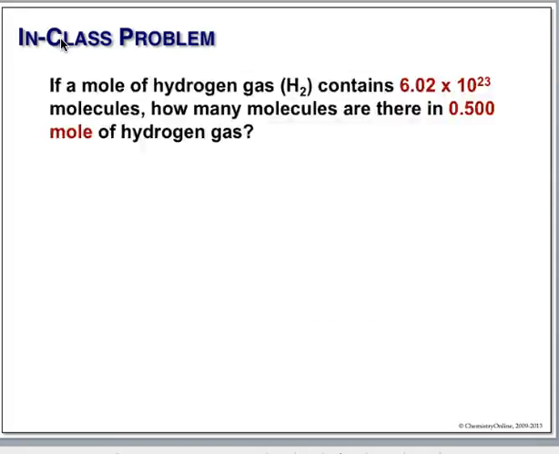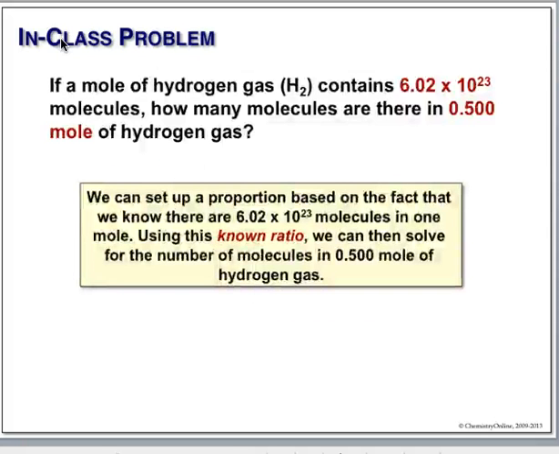We have a mole of hydrogen gas and it has 6.02 times 10 to the 23rd molecules. If we have half a mole, how many molecules do we have? Now again, it's a trivial problem. All we're going to do is say we have a ratio: 6.02 times 10 to the 23rd molecules per mole.